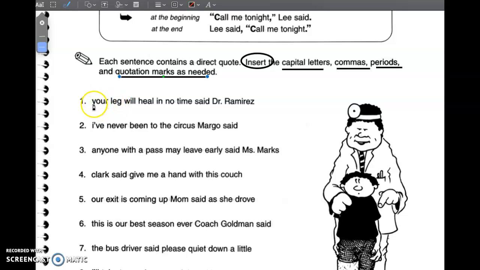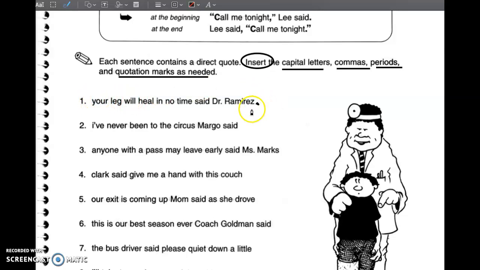So take a look. "Your leg will heal in no time," said Dr. Ramirez. So who's speaking in this? Awesome. If you said Dr. Ramirez, you're absolutely right. So that's the source words. That's who's speaking. I'm going to go ahead first and just put a little period at the end of this sentence. Why isn't it letting me write? Pretend that's a period.